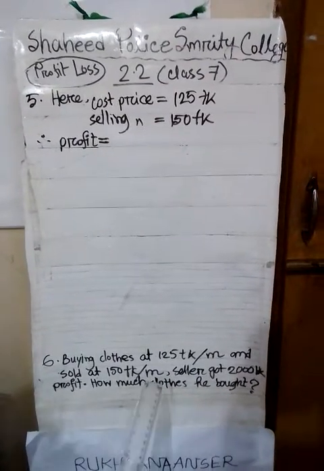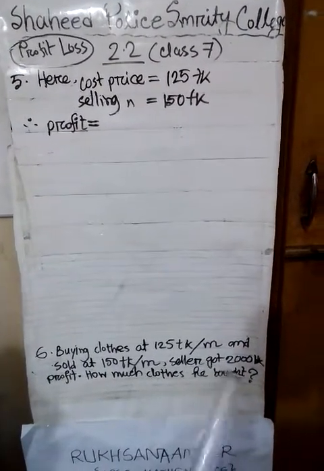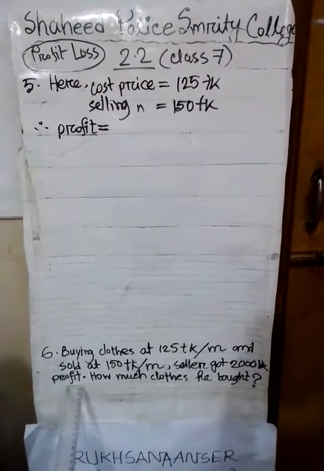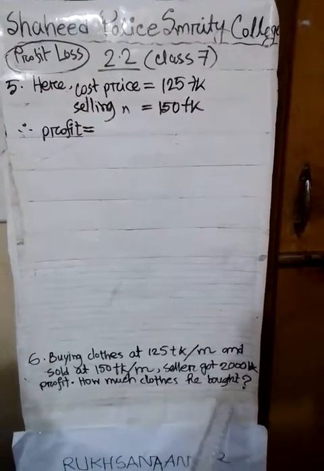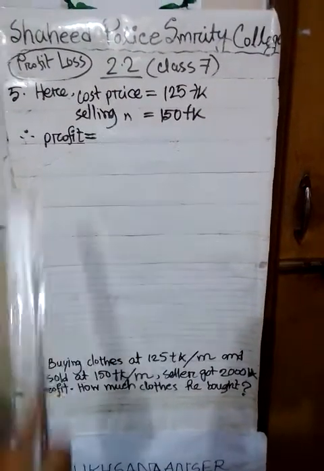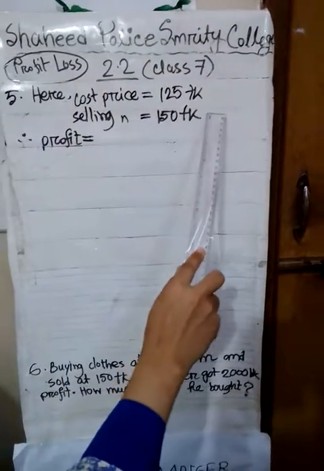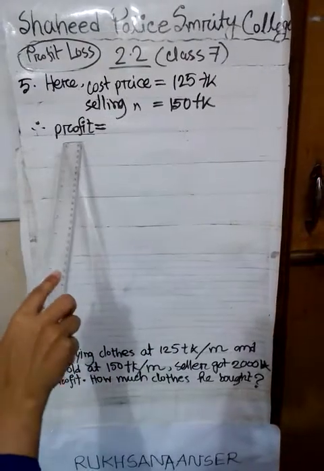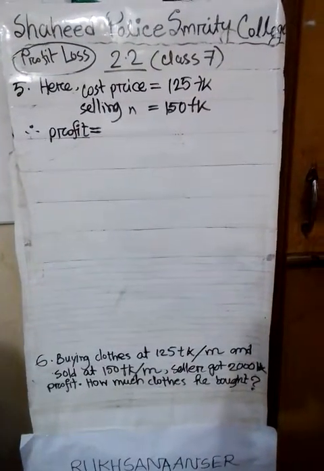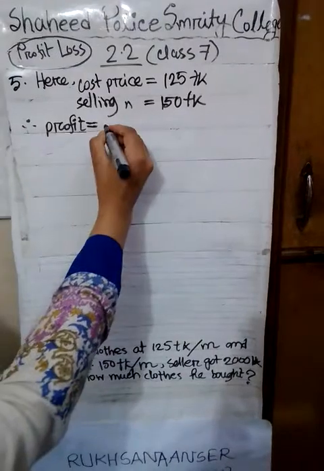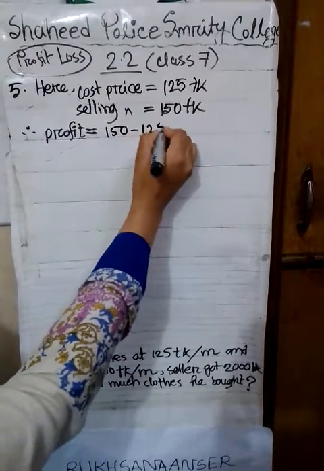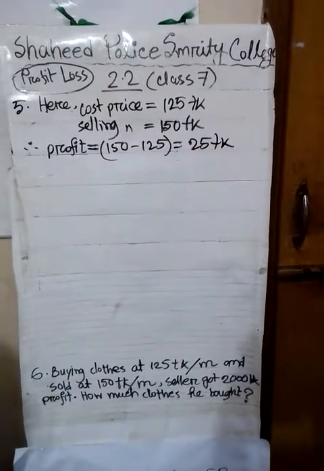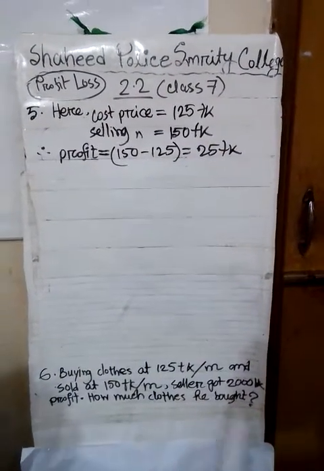Question 6. Buying clothes at 125 taka per meter and selling at 150 taka per meter. The seller got 2000 taka profit. How much cloth did he buy? Here we can see that the cost price was 125 taka and the selling price 150 taka. As the selling price is more than the cost price, here is profit. And profit will be 150 minus 125, that means 25 taka. Now we have to determine how much cloth he bought.